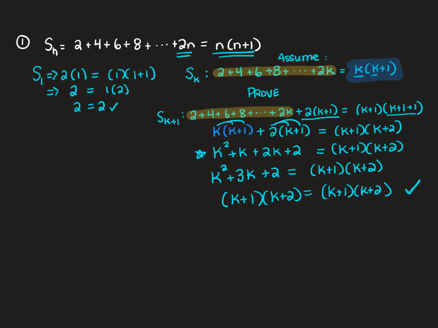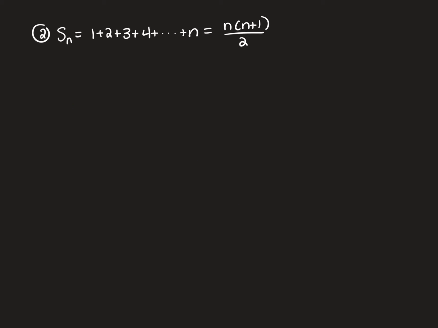There's 3 steps, right? You have your first step, which is show that it works for the S sub 1 case. The second step is assume that it works for the S sub k case. And then the third step is now prove that it works for the S sub k plus 1 case. Okay, let's try the next 2. So the second one is just using your positive integers. And what it's saying is that when we add up all of the positive integers, 1 plus 2 plus 3, all the way up to n, this is a shortcut to actually find that sum.